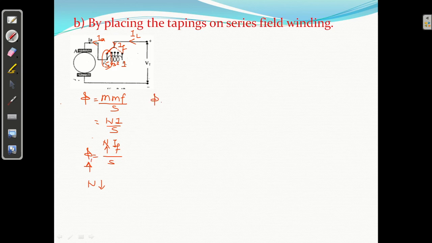In position number 5, what will happen? Flux phi equals N I upon S. How much is N? N is reduced. Why? Because here the number of turns is nearly 0. So as N decreases, phi will also decrease, and as phi decreases, speed will increase. So in position number 5, speed will be more. Whenever you shift from here to here, like that, speed will increase. Clear? So that is called tappings.